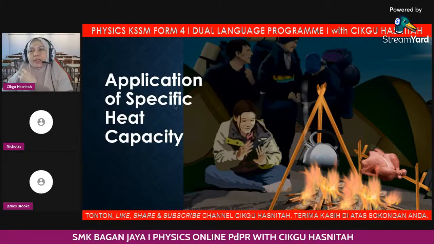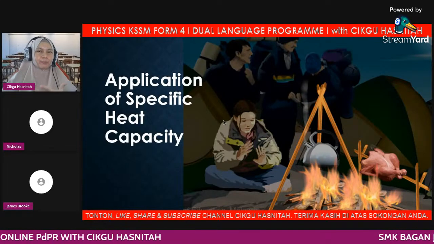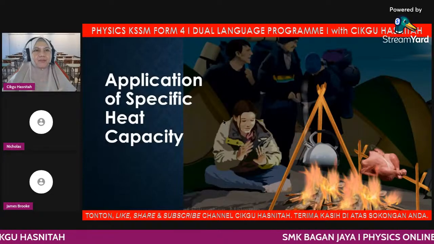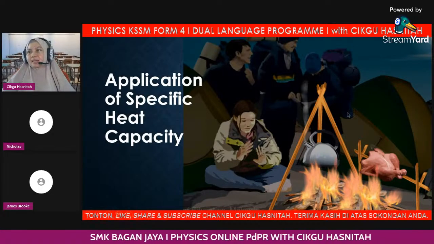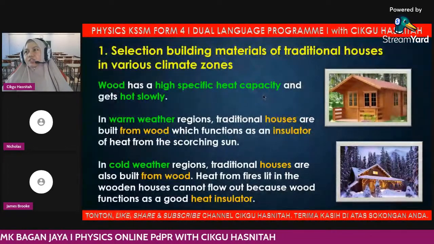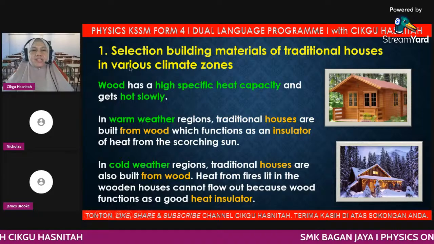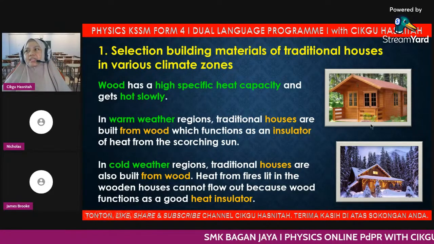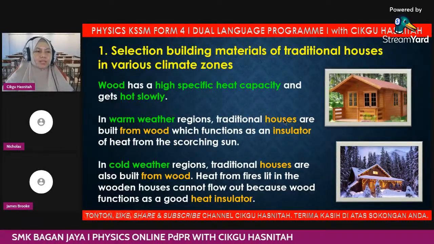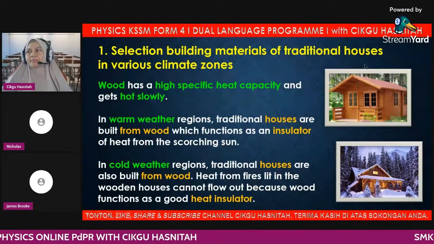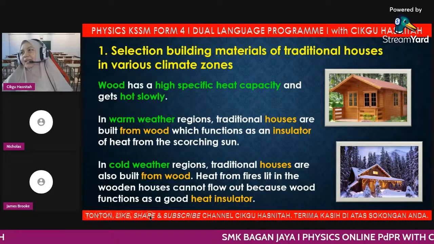Okay students, the next part: application of specific heat capacity. This is very important for you to know, where in our daily life we apply this concept of specific heat capacity. First, you can check on the selection of building material of traditional houses in various climate zones. If you check these two houses, they are both built from what? What is the main material used to build these two houses? Wood. It is made from wood.